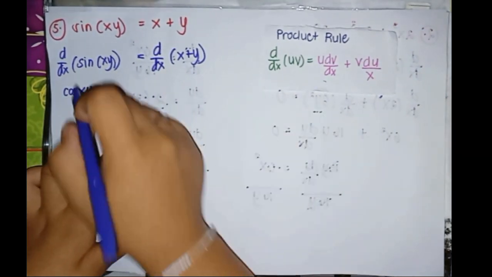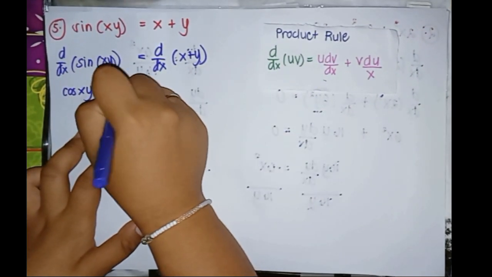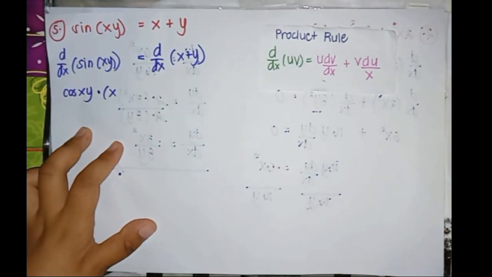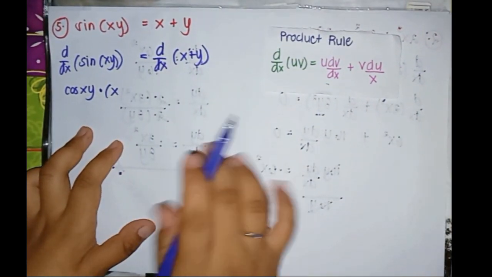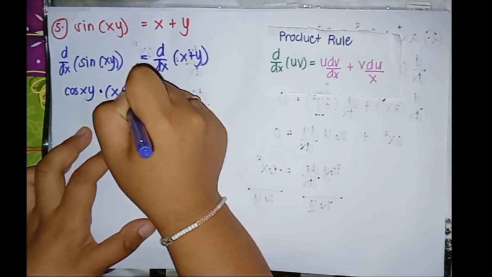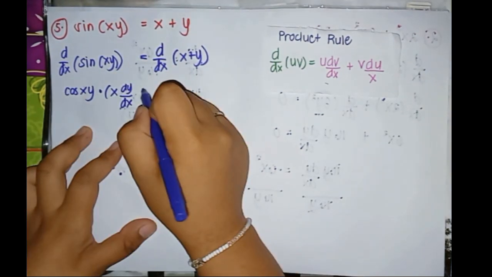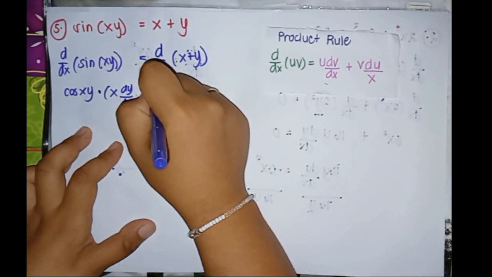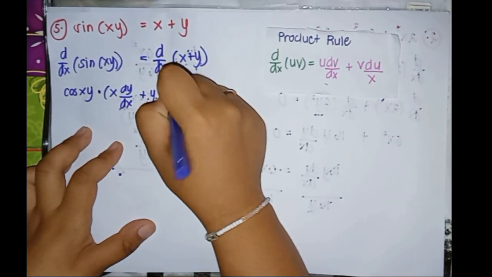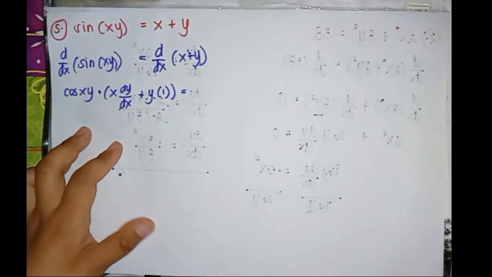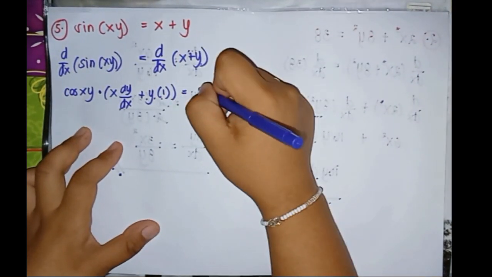So that would be cosine xy multiplied by u, our x, times the derivative of our v, which is y. So we know that the derivative of y with respect to x is dy over dx. And that's plus v, our v here is y, multiplied by the derivative of u, which is x, and the derivative of x is just 1. So let's proceed to the other side.